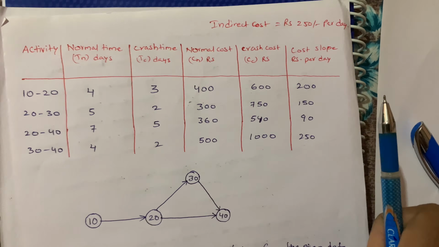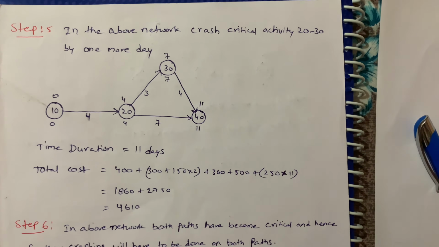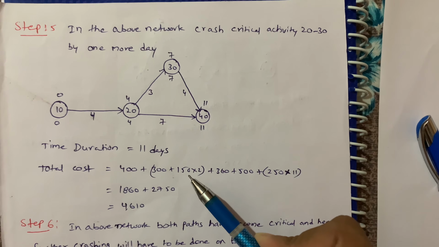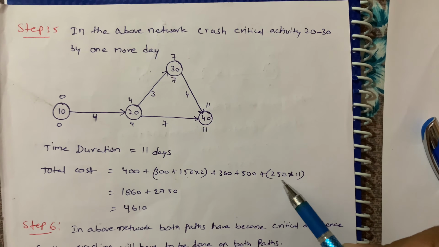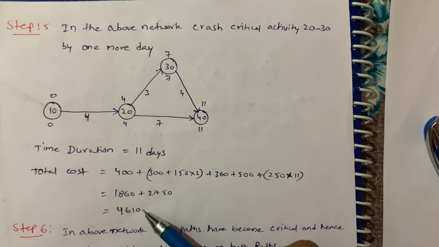Okay, so 5 minus 3, it is 2. That's why I added cost slope here. And indirect cost is 250 into 11. So I got this value.